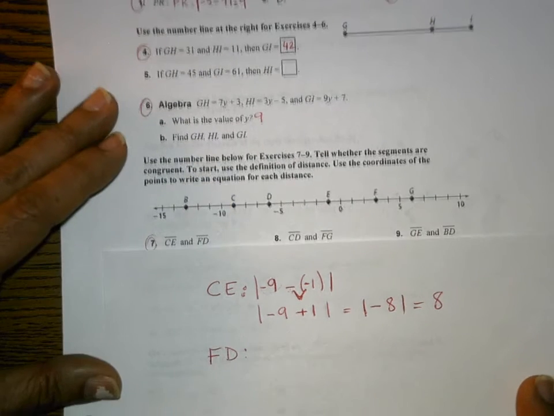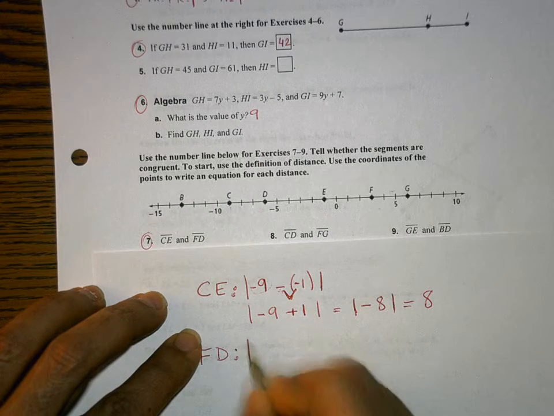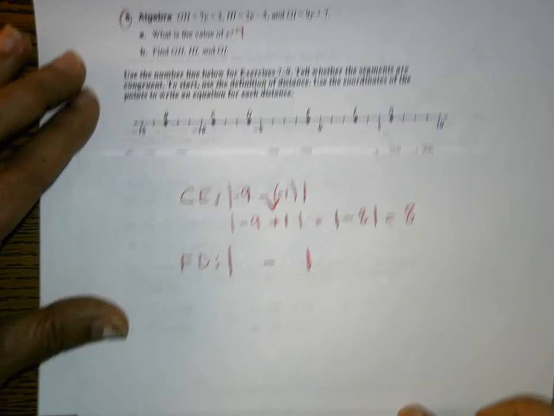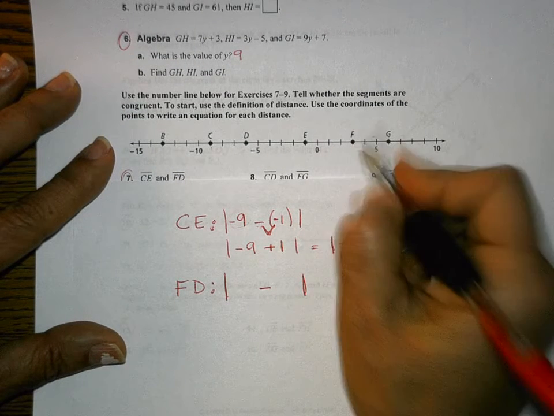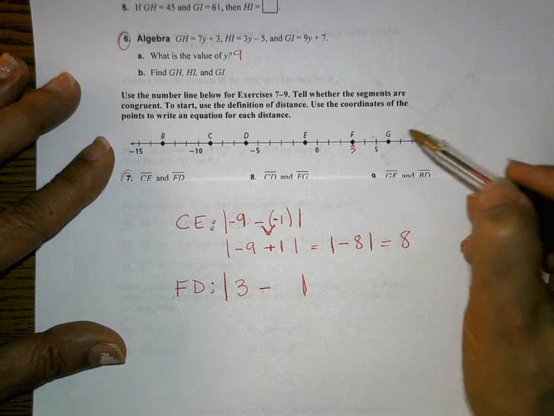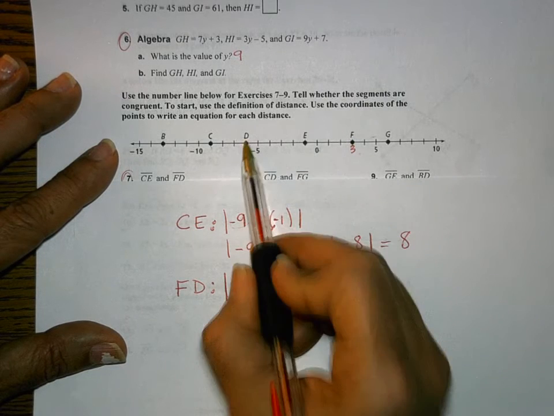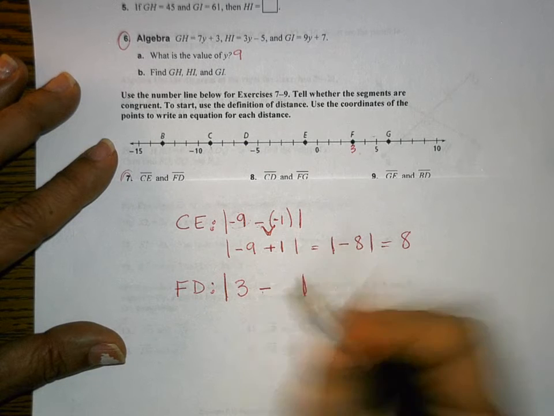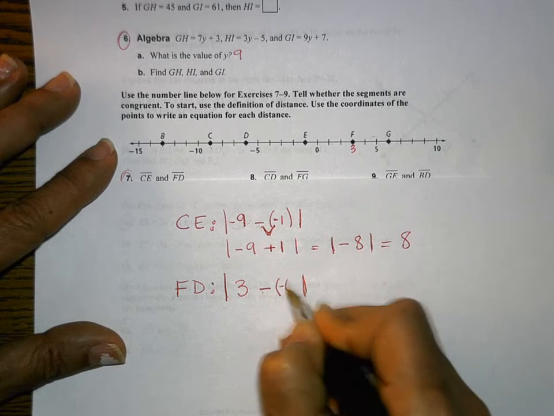Now let's check from F to D. From F, let's set it up already. Absolute values with the subtraction in between. Okay, so from F we have, this is 0, 1, 2, 3. So F we have number 3 minus, let's go to D, and D is over here. From F to D, D is over here right after the -5, which is a -6. So I have to put in parentheses because there's already a negative, -6.